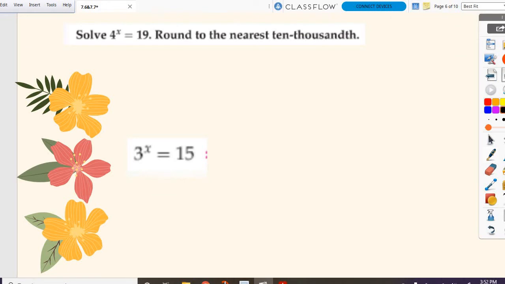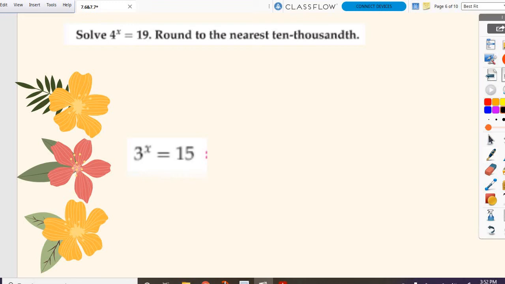So remember, up until now, when we've solved exponential equations, we've looked at things that we could rewrite with the same base. So we would have 4 to the x equals 16, and we can rewrite 16 as 4 squared. However, sometimes we're going to run into things where that's not the case, where we can't rewrite it using the same base. So like on our first example here, we have 4 to the x equals 19. There's not a way for me to rewrite 19 with a base of 4.